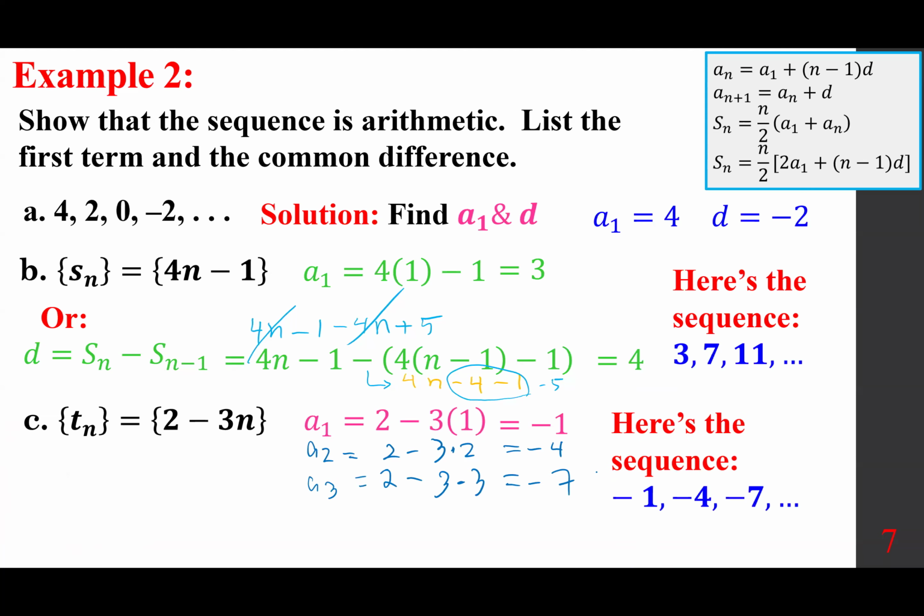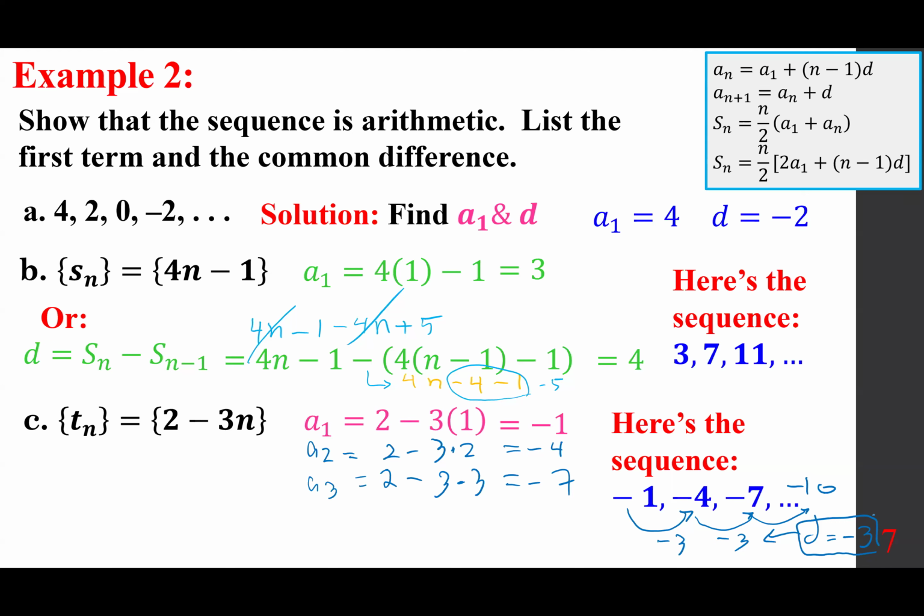So here's the sequence. So in other words, what is it that we are adding here? We are adding minus 3. What are we adding here? Negative 3, and so on. So the next one should be minus 10, and that proves that d must be negative 3. So the common difference is negative 3.